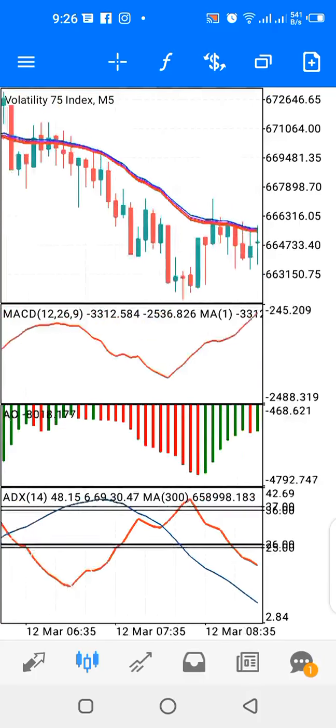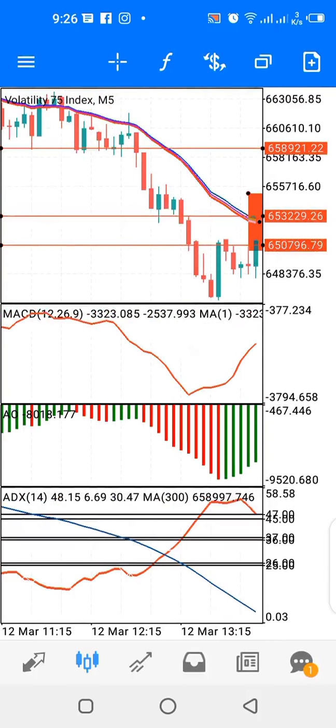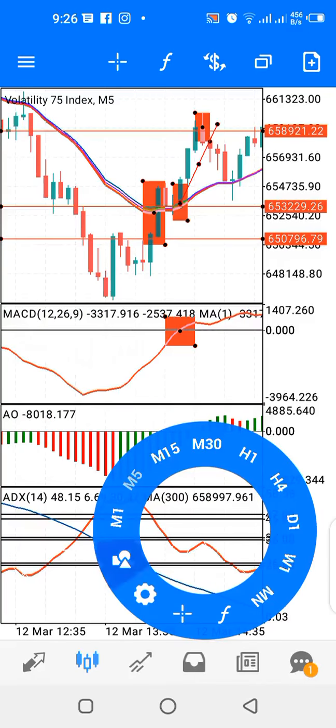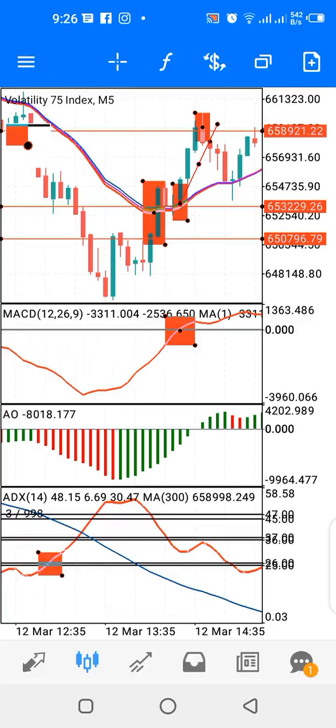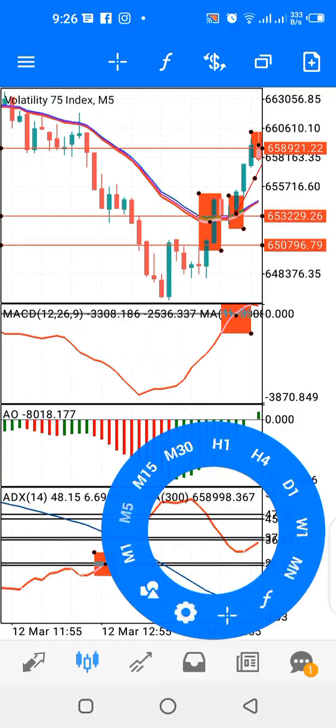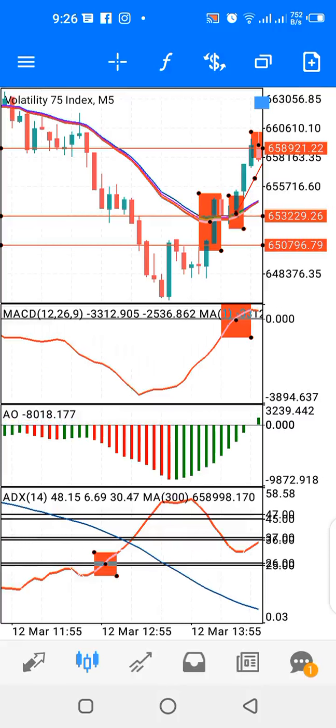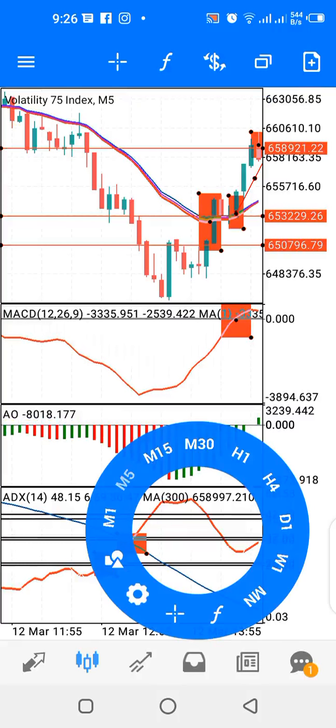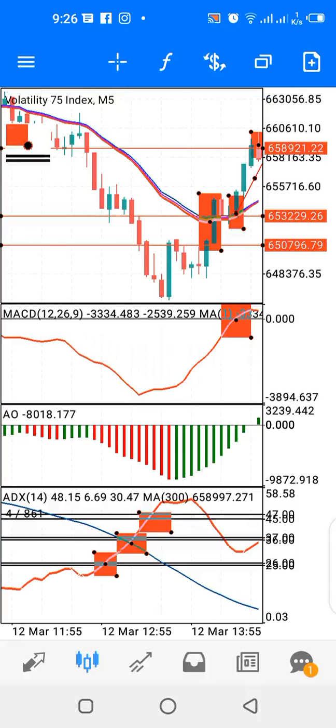For indicator window 3, when the red line crosses above the 25-26 level, buy. And also when it crosses above the 37 level, buy. Then when it crosses above the 47 level, buy. Also for sell, when it crosses here, sell.